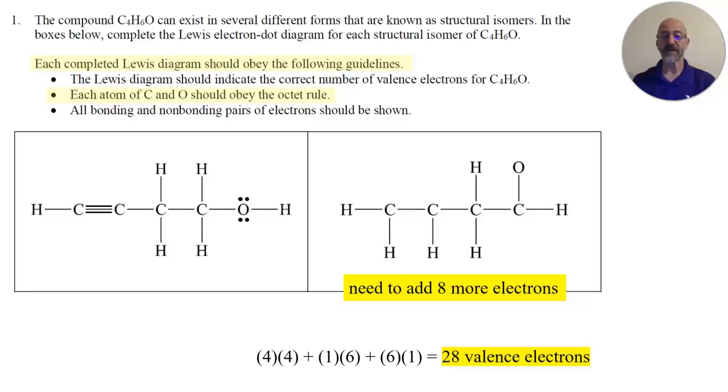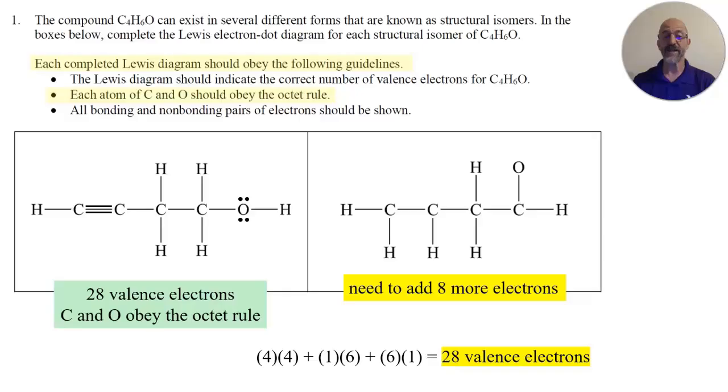So if you do the counting of the total number of valence electrons in that Lewis diagram, we have reached exactly 28 valence electrons. Each atom of carbon and oxygen obeys the octet rule, so that Lewis diagram on the left is now complete. I'll do a similar process to complete the Lewis diagram on the right.